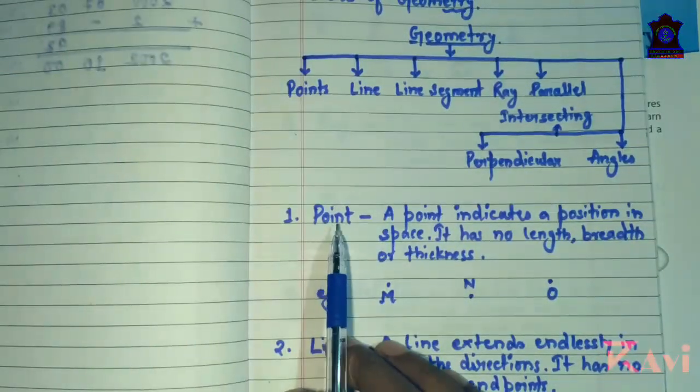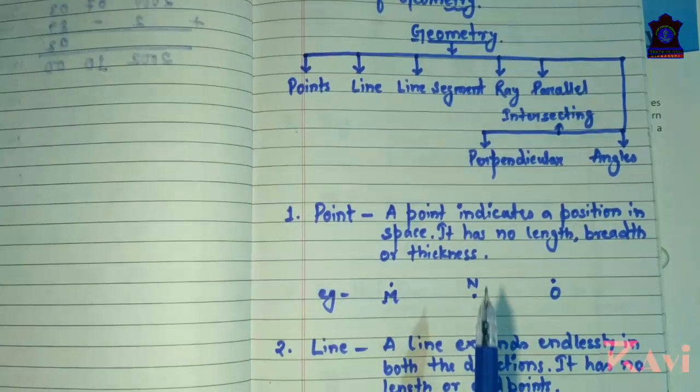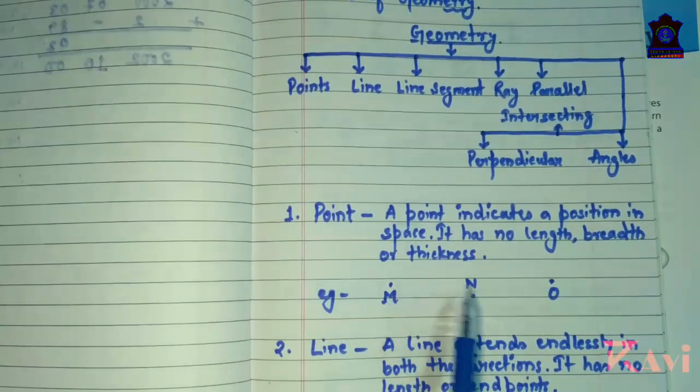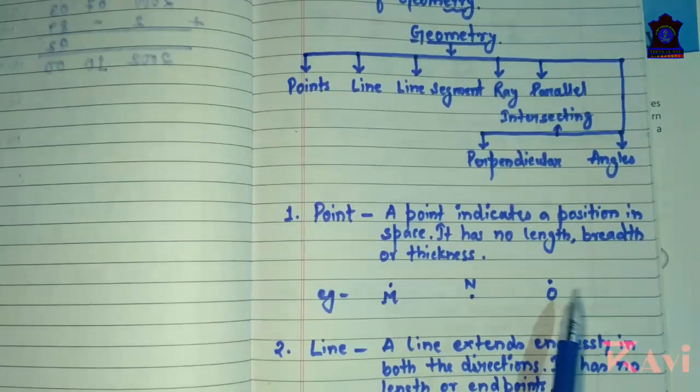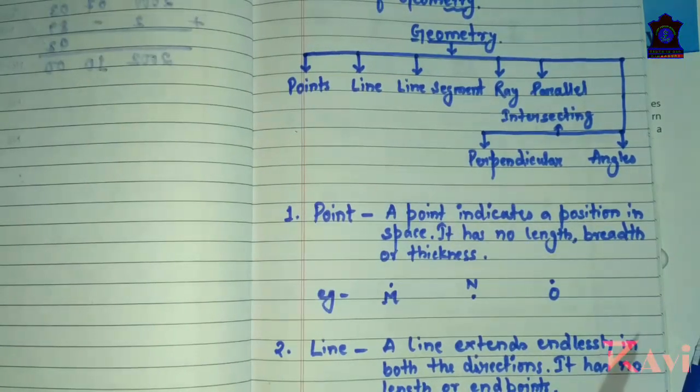What is a point? A point indicates a position in space. It has no length, no breadth or thickness. Clear? Like this is the example, point M, point N and point O, like this. Points can be there on the line and in line segment or in angle also. So this is applicable everywhere.